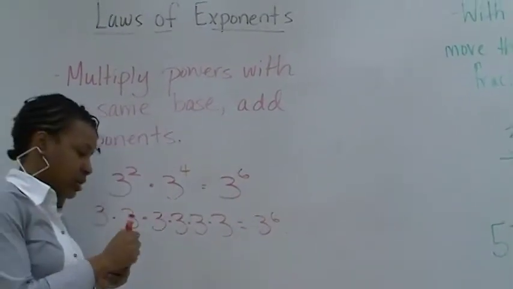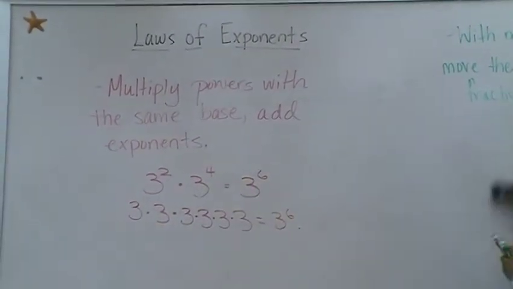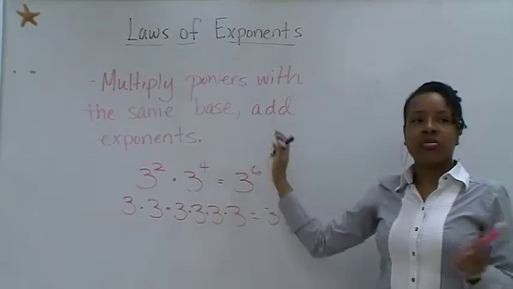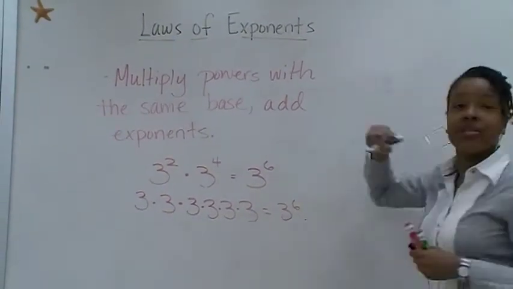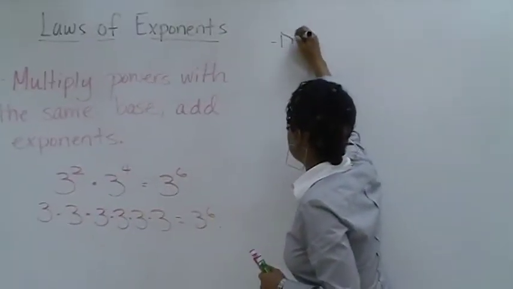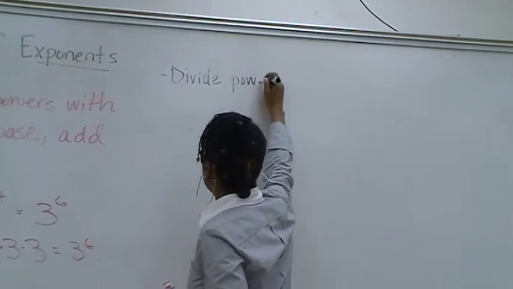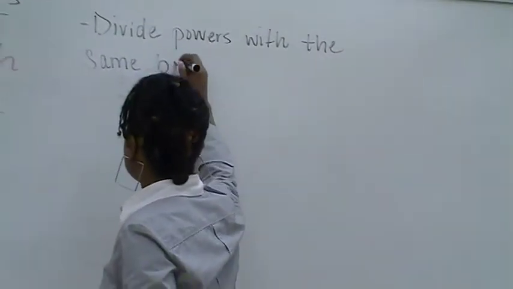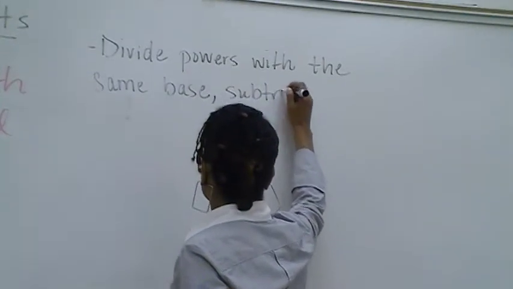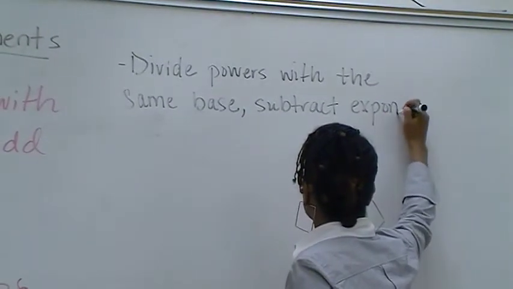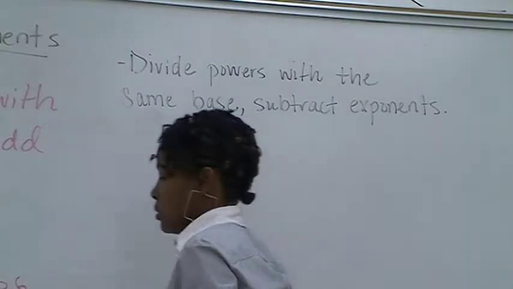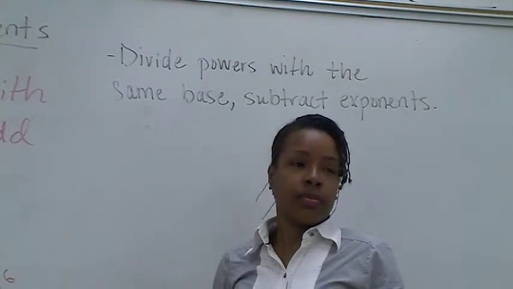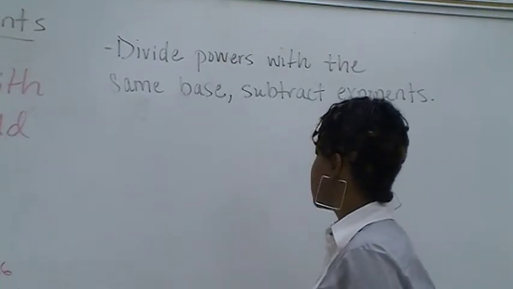Now let's do division. So think about it. If when you're multiplying, you add the exponents, what do you think you're going to do when you're dividing? You subtract. Good. So when you're dividing powers with the same base, subtract the exponents. Okay, so when you're dividing powers with the same base, you subtract the exponents.